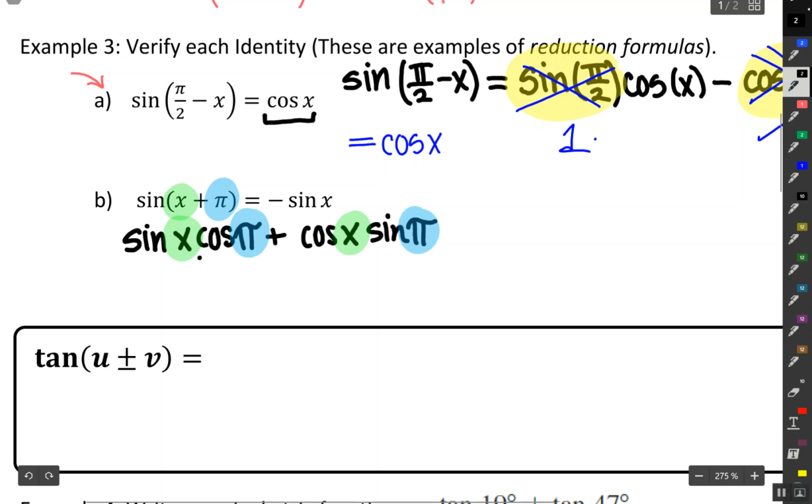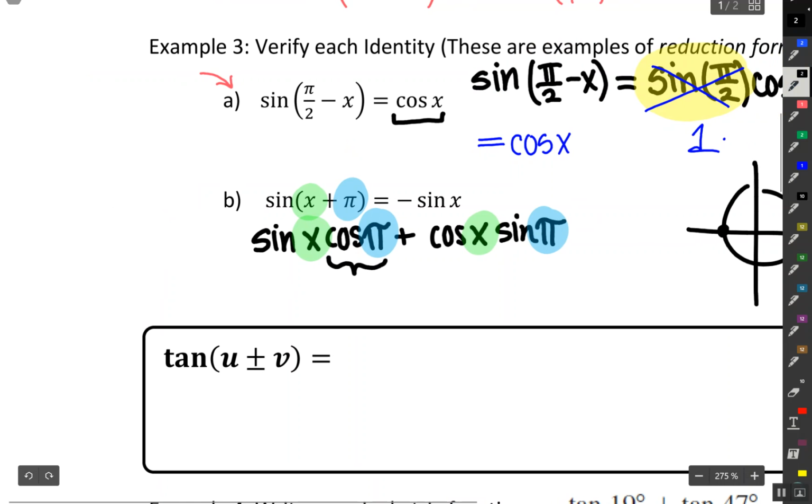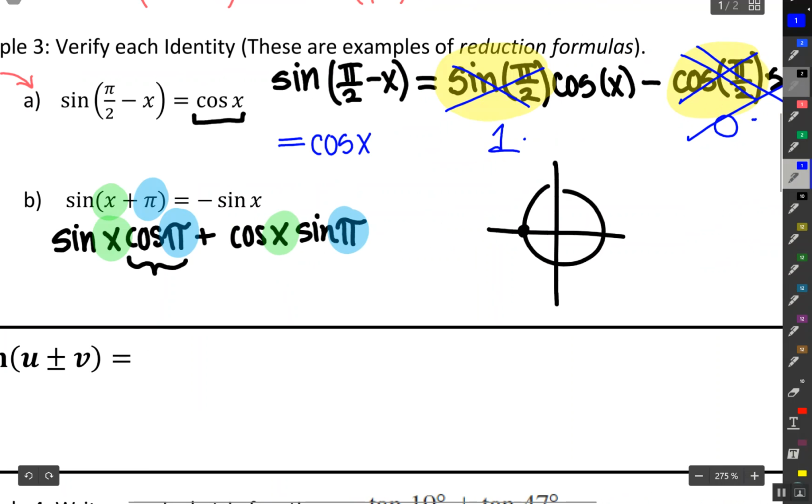Okay, well, the cosine of pi, think of the unit circle, pi is over here, it's going to be the point negative 1, 0. And so the cosine of pi is negative 1, which turns all of this into negative sine. Okay, sine of pi is 0, so this is just 0, which cancels all of this out, and so it checks out.